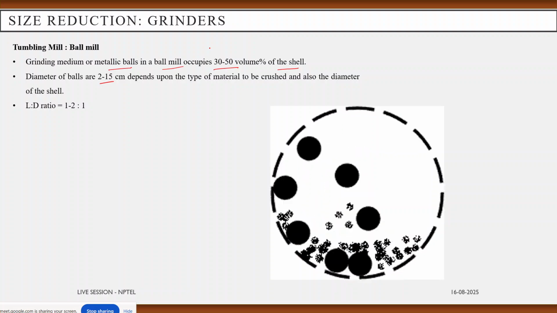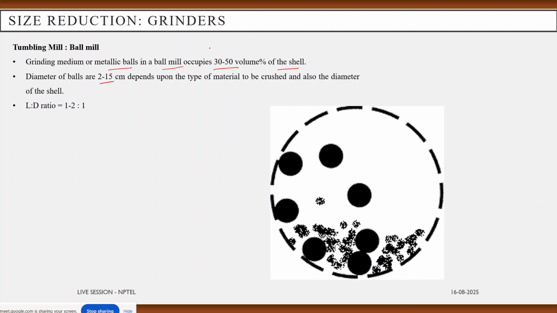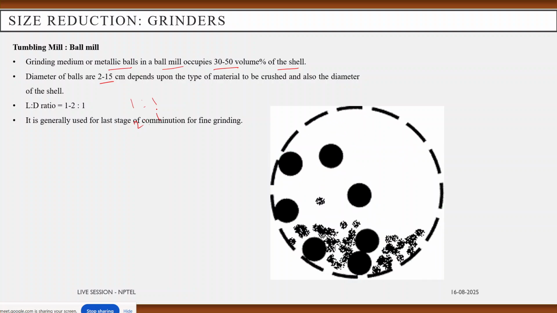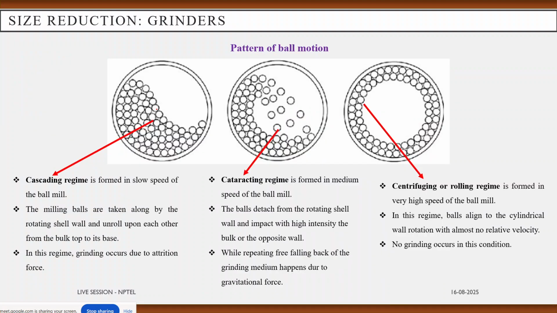So here for the shell diameter and length, the L to D ratio is 1 to 2 to 1. It can be 1 to 1 or it can be 2 to 1. It is generally used for the last stage of comminution for very fine grinding. So now I am going to discuss the patterns of motion of the balls inside the ball mill.